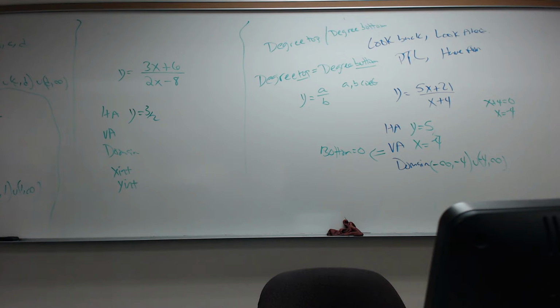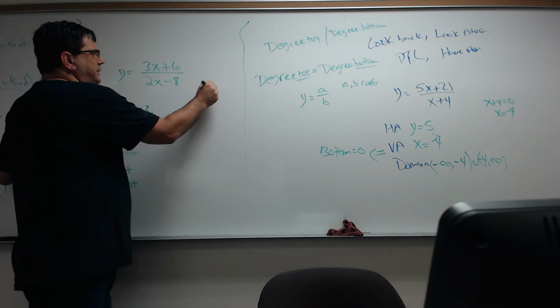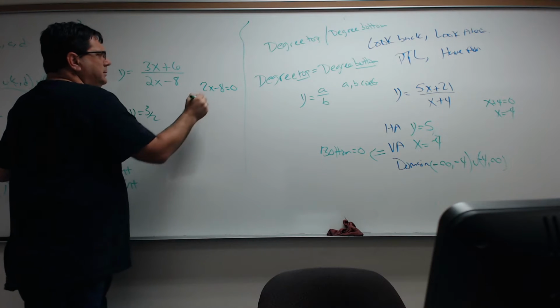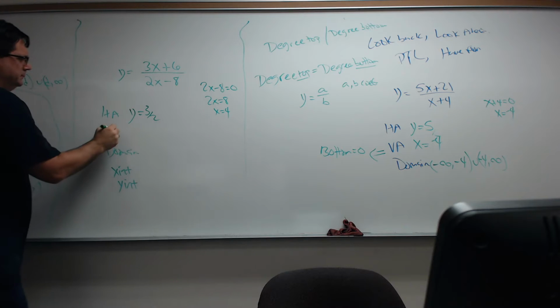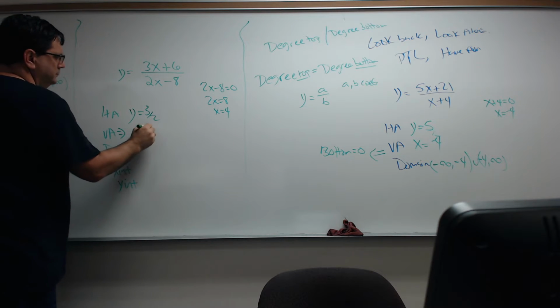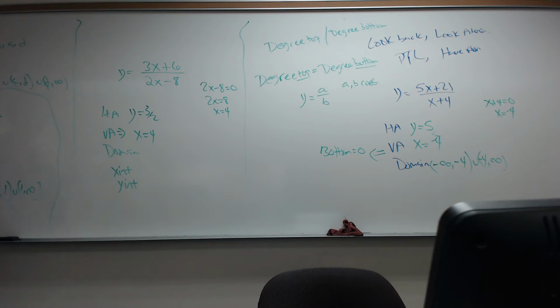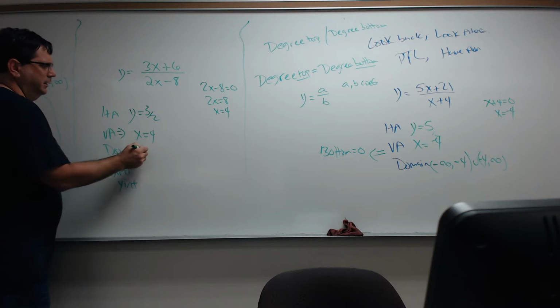Okay. Vertical asymptote. You find the vertical asymptote by doing what? Setting the bottom equal to 0. So you take the 2x minus 8, you set that equal to 0, you get 2x equals 8, and x is equal to 4. What is the domain? The domain becomes what? Negative infinity to 4, union 4 to infinity.